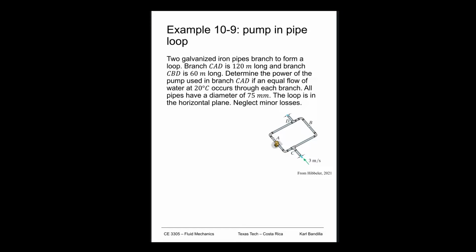This is example 10-9, pump in a pipe loop. So you can see here we have two branches of a loop. The water comes in at C and exits at D. We're given the velocity of the flow coming in and the diameter, so we know what the flow rate is. We know the flow rate at C, and we know it at D.